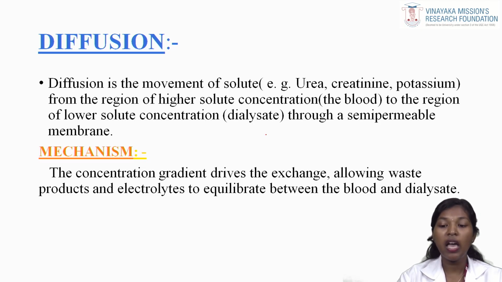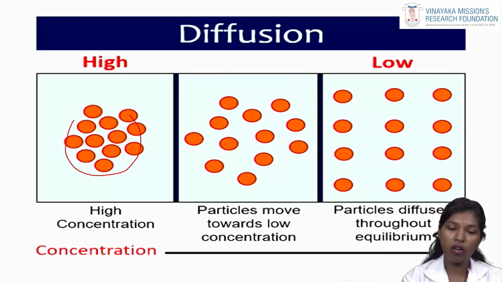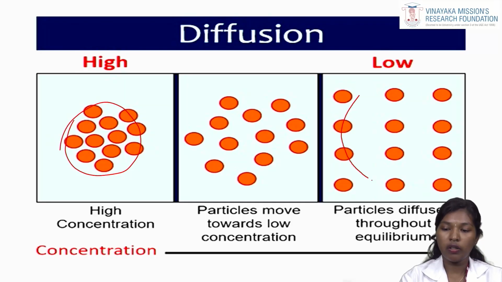The mechanism is nothing but exchange. That means in blood there is a high concentration, in dialysate there is a low concentration. Even when the blood and dialysate solution reach equal concentration, the process continues. The concentration gradient drives the exchange, allowing the waste products and electrolytes to equilibrate between the blood and dialysate. This is the high concentration, this is the low concentration.